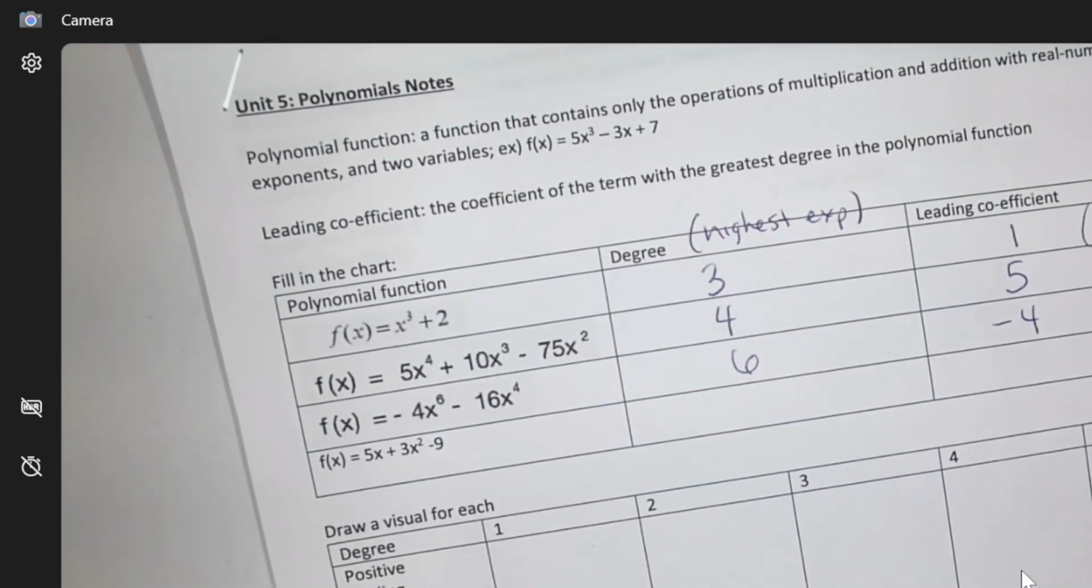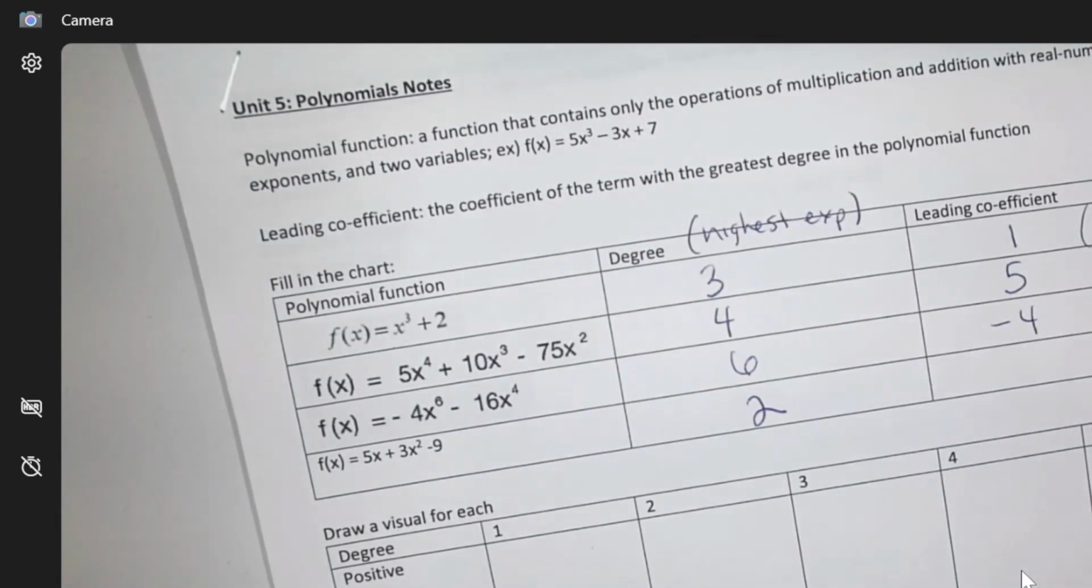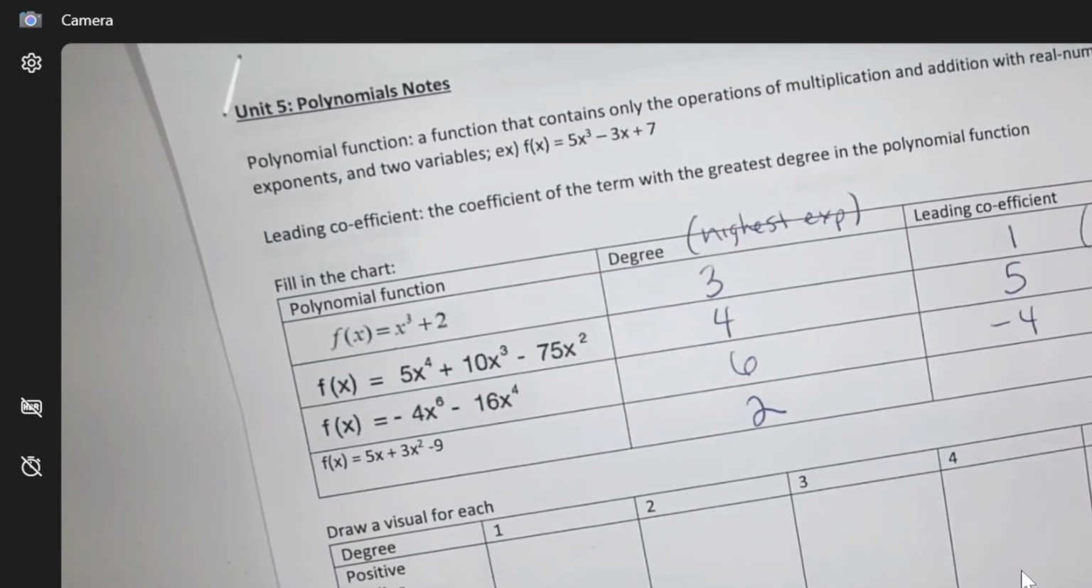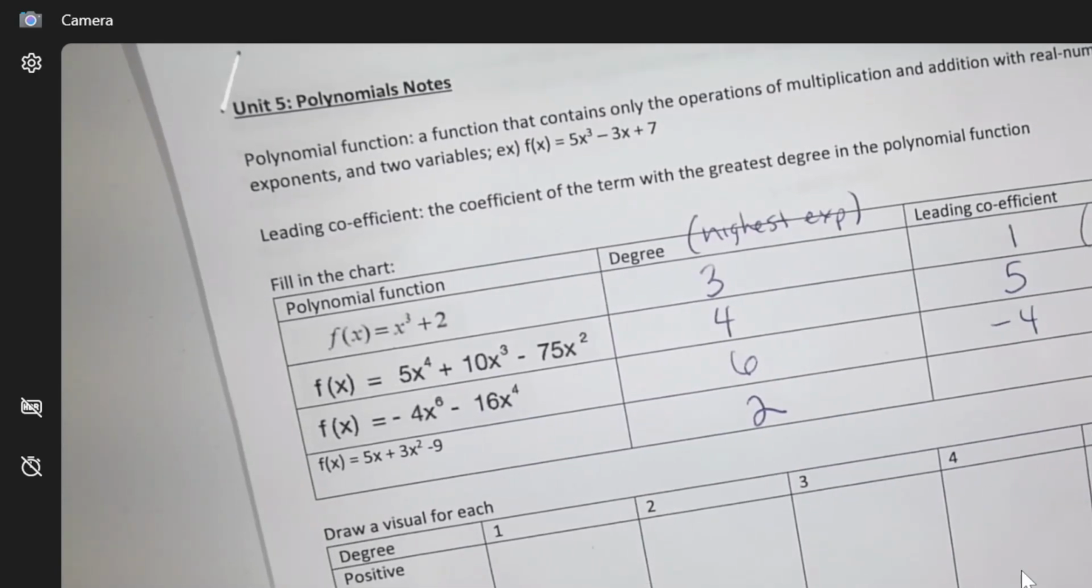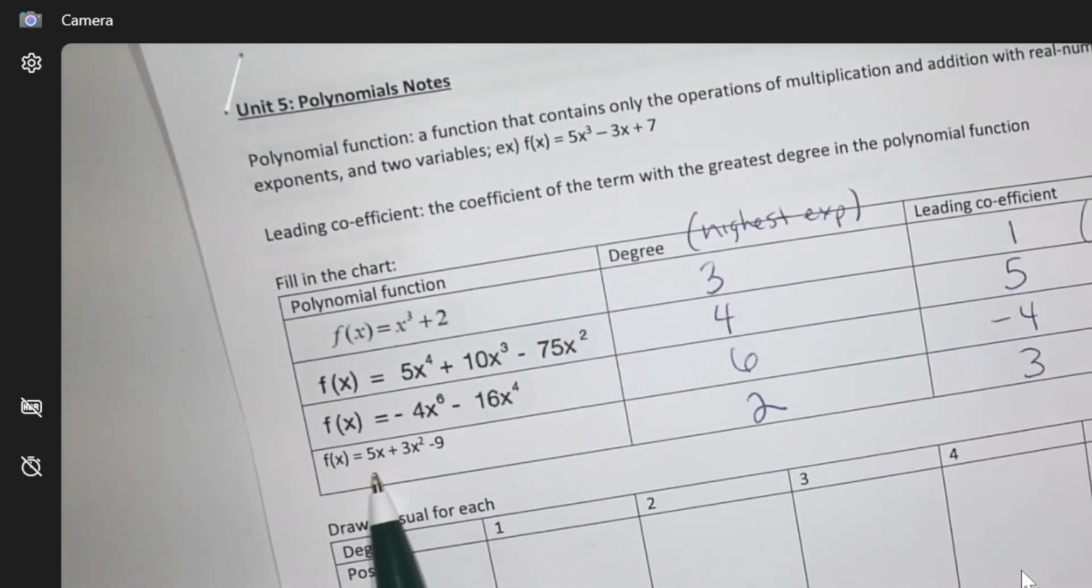And the last one, I'm trying to be tricky. Can anybody figure out my trick? What's the degree on it? It's 2. Okay, I was trying to be tricky because I didn't put it at the front. It doesn't matter. It's just whatever is there, so the leading coefficient is 3. Again, even though it's not at the front, it's still the leading coefficient.